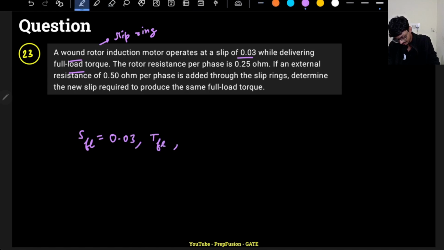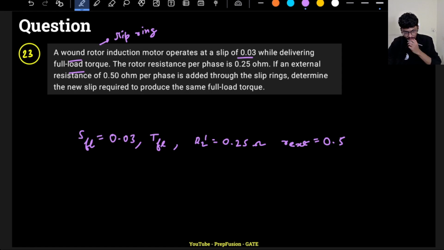The rotor resistance per phase R2 dash is 0.25 and an external resistance R external is connected, that is 0.5 ohms. Determine the new slip required to produce the same full load torque. What will be the new slip required to produce the same full load torque? Okay, in the low slip region, what is my torque proportional to?